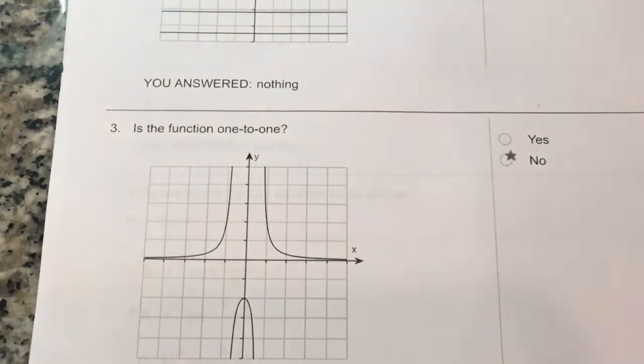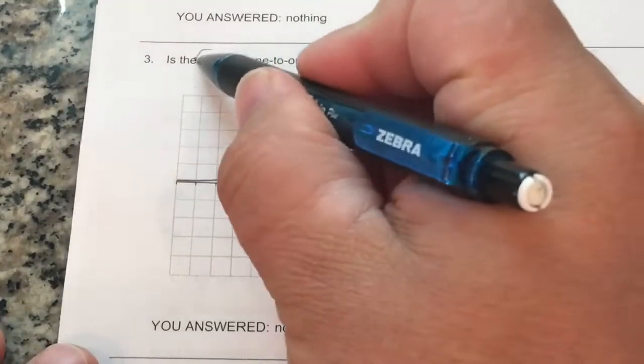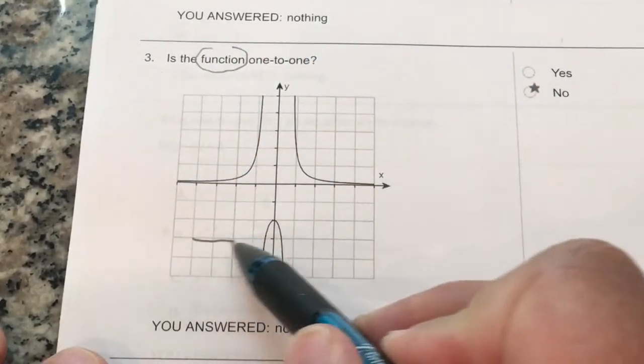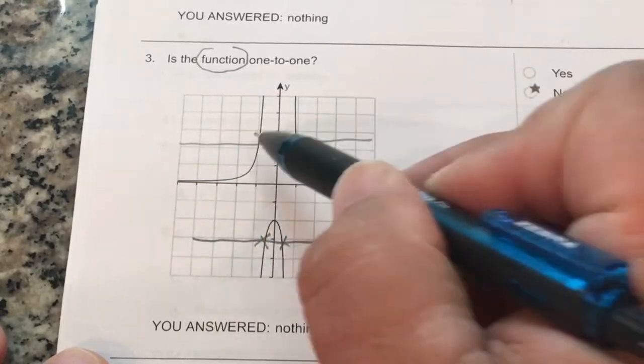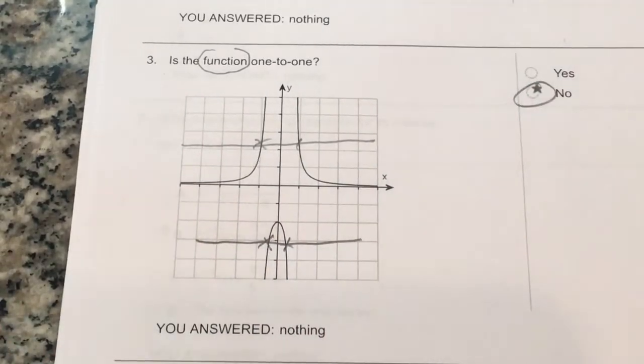For number 3, it asks if this is a 1 to 1 function. So first off, it's a function. It passes the vertical line test. But notice down here, it fails the horizontal line test. The horizontal line hits the curve 2 times. As well up here also, it hits the curve 2 times. So no, it is not a 1 to 1 function.